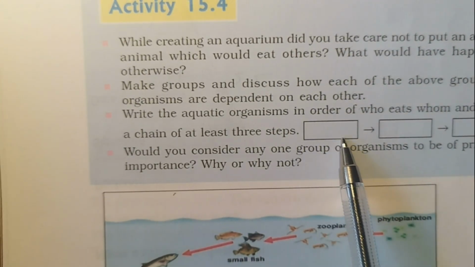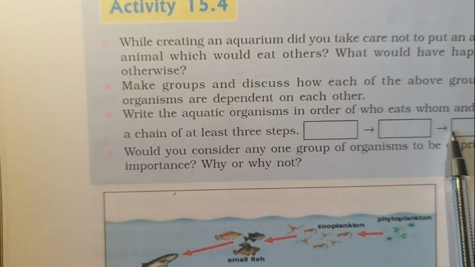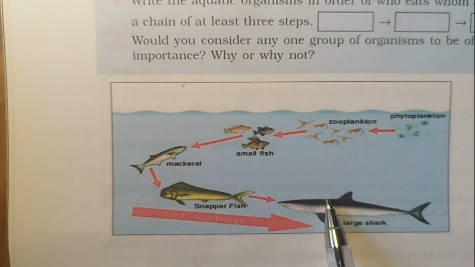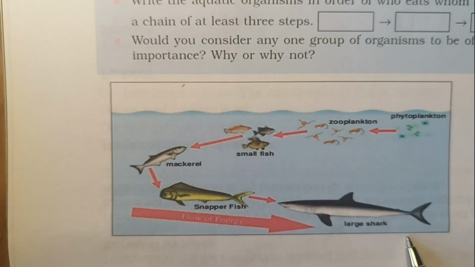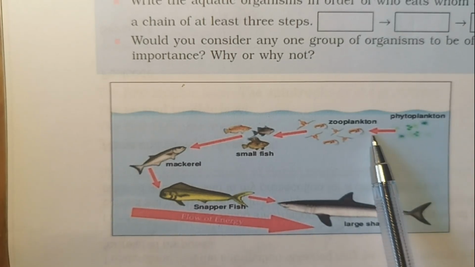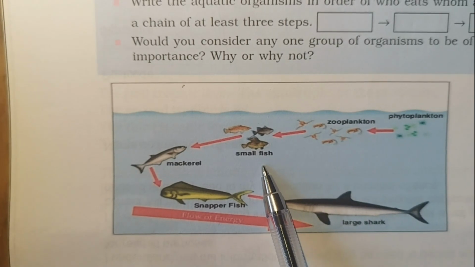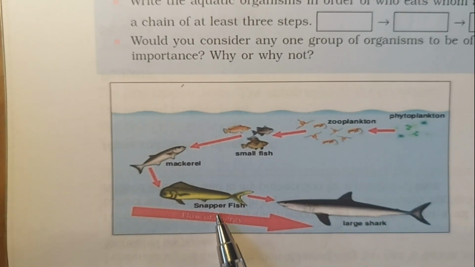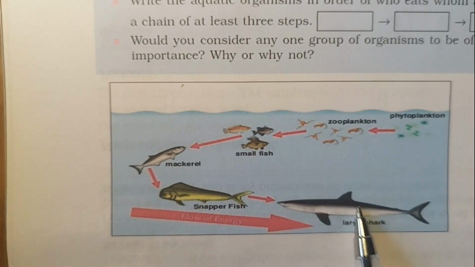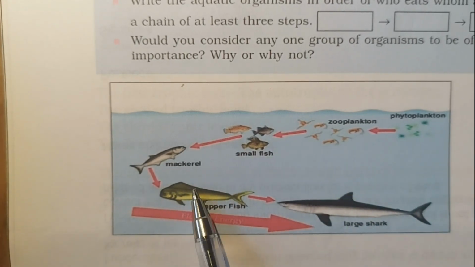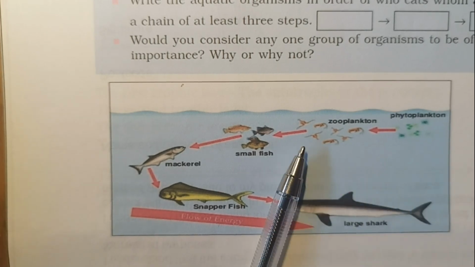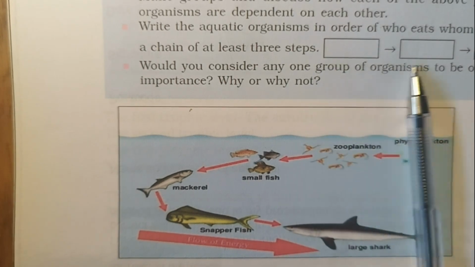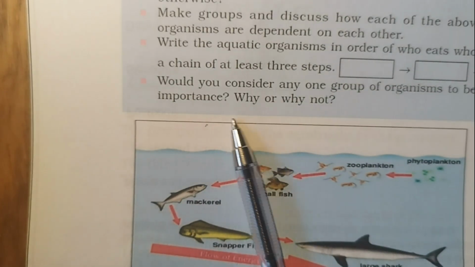So they have asked you to fill in at least three steps. So you can put any of these steps there. You can make more steps than 3. So phytoplankton, zooplankton, small fish, fish of the size of mackerel, and then snapper fish, these are the bigger ones, and the large shark, they feed on these smaller ones. So that's the activity. And would you consider any one group of organisms to be of primary importance?